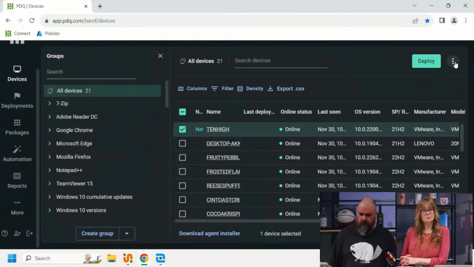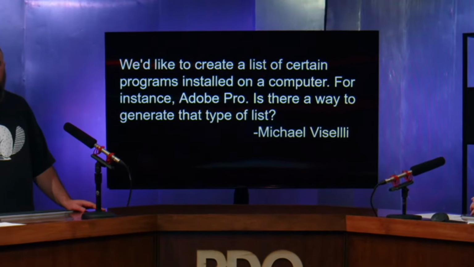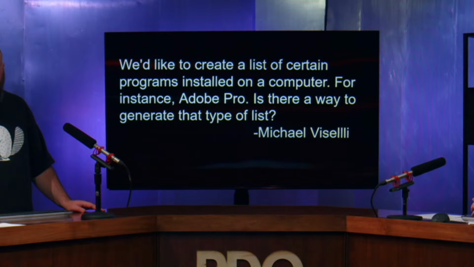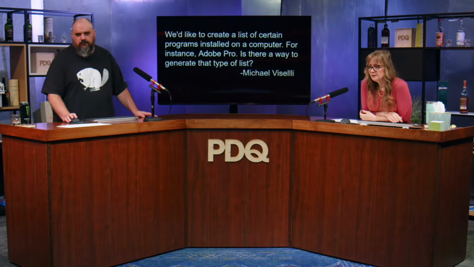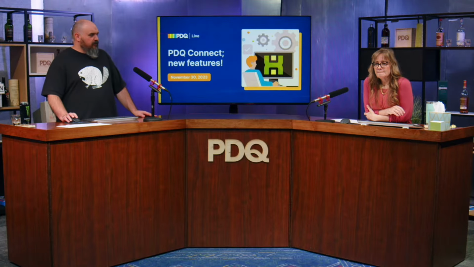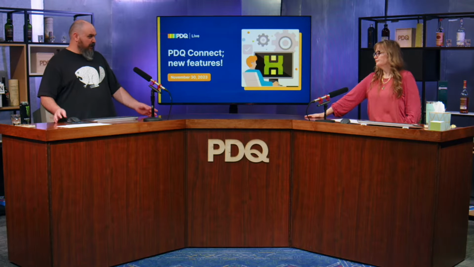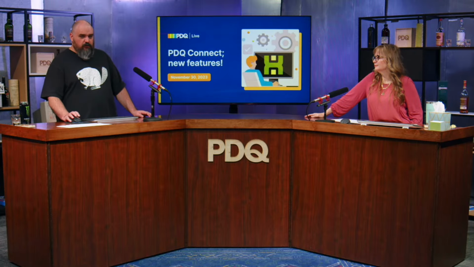All right. Got a couple more. We'd like to create a list of certain programs installed on a computer, for instance, Adobe Pro. Is there a way to generate that type of list? Michael. Just quickly, it is the reporting. Same answer we gave before. Well, we're about to dive into it. So he wants to track Adobe Pro across his environment. With the variables you could put Adobe asterisk, or be more specific on the name, and you could build a group based on that. Or you could also do it with reports.